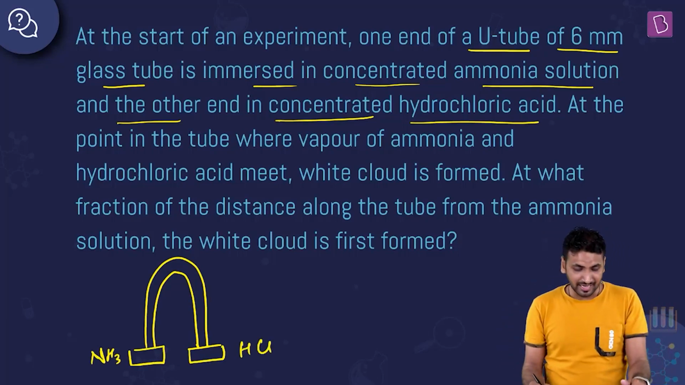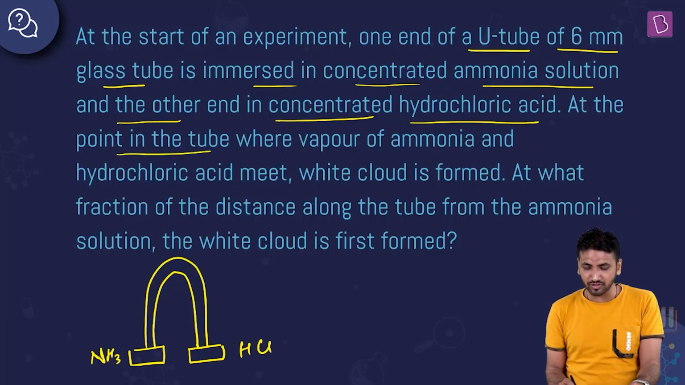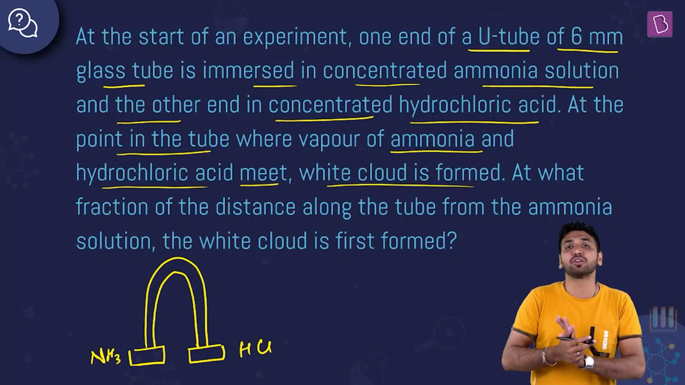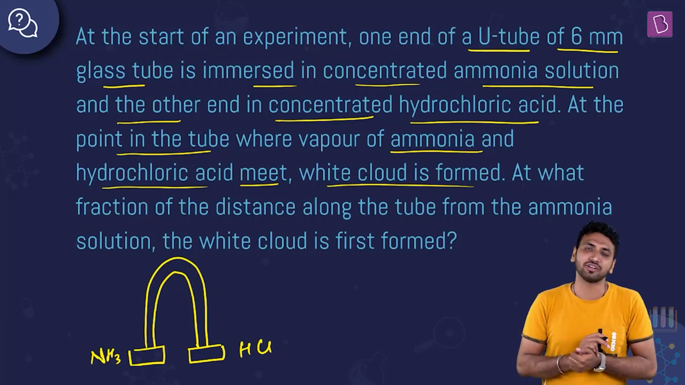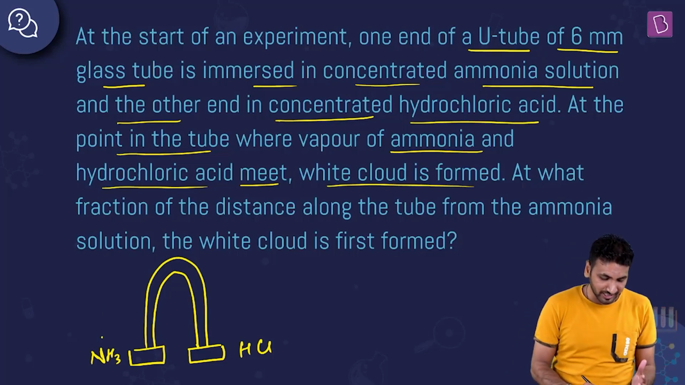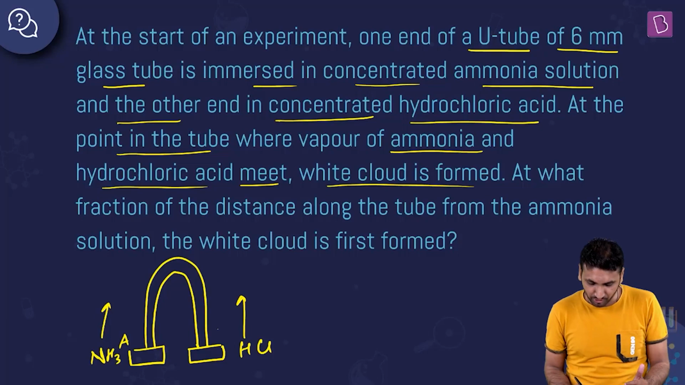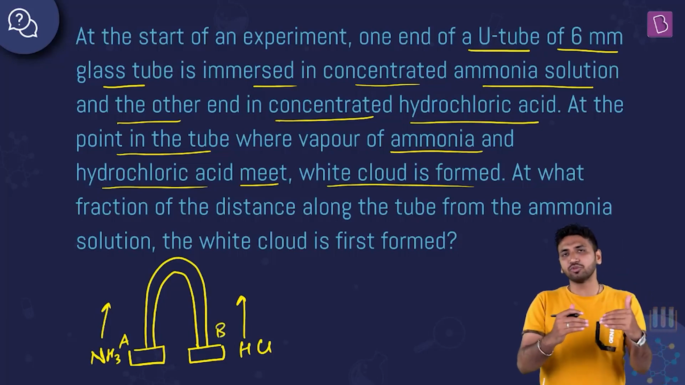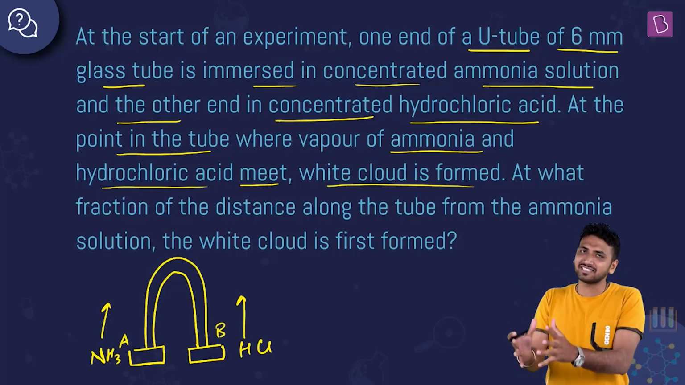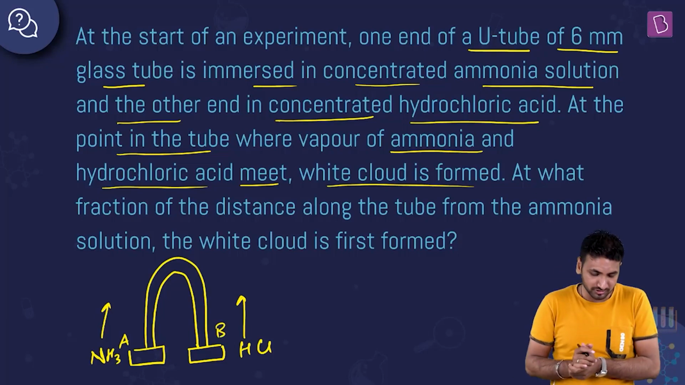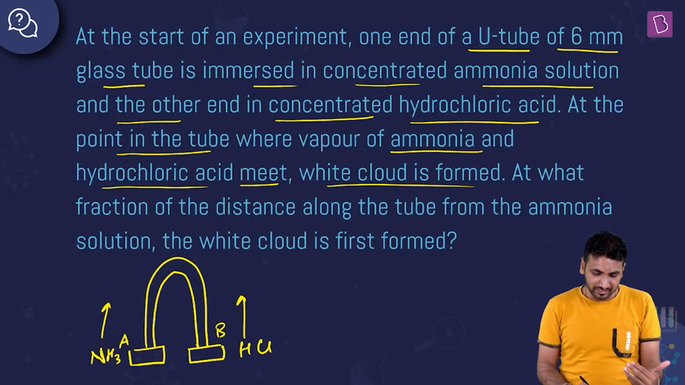Further, the equation says, at the point in the tube where vapor of ammonia and hydrochloric acid meet, white cloud is formed, and that white cloud is because of the formation of ammonium chloride, right? Ammonia is going to move from this direction, HCl in this direction, and at some point, let's call this point A, this point B. A is the point from where ammonia is going to start, B is the point from where HCl is going to start. So they are going to meet in between at point C, let's suppose, and that point is going to be like in the middle.